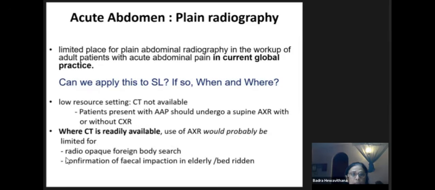But things like radiopaque foreign body search and confirmation of fecal impaction in the elderly bedridden. So in the geriatric population we are heading towards, I think we will be doing more and more of these X-rays. So these two are clear indications. Even in the setting where the CT is readily available, you will be doing abdominal X-rays.